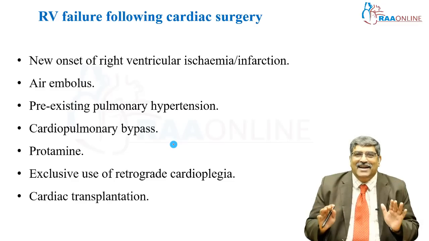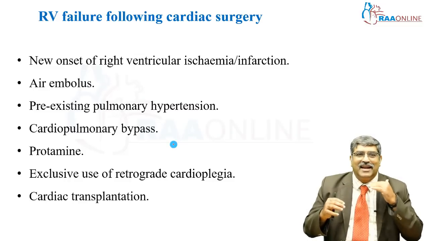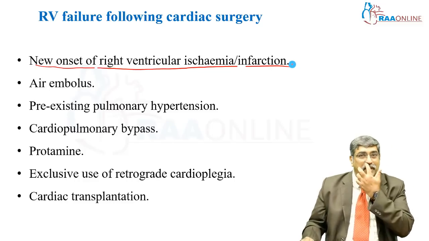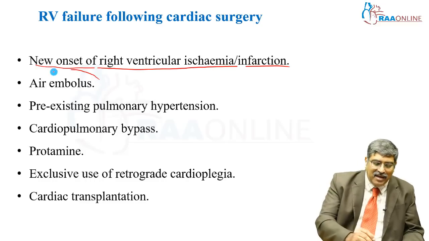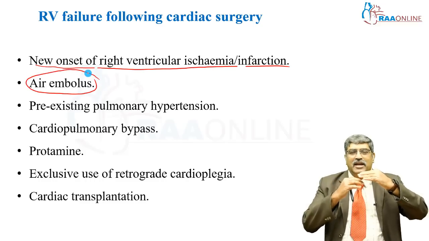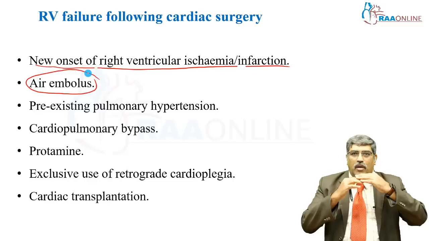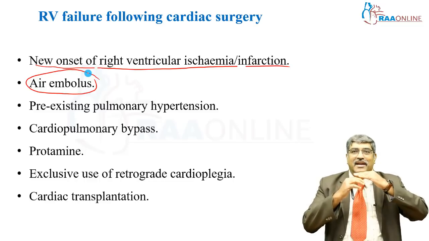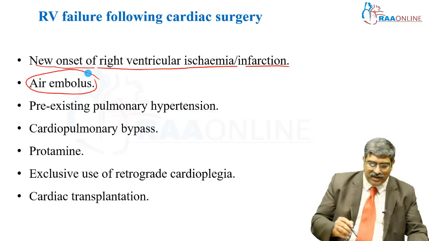And in cardiac surgery, the incidence of right heart failure can be slightly high. This is because of new onset of right ventricular ischemia or infarction during coronary artery bypass grafting, air embolus. Anatomically, the right coronary artery is at a slightly higher level than the left coronary system. So, whenever you come off bypass, the air tends to go into the right coronary artery and affect the right ventricle more commonly than the left ventricle.